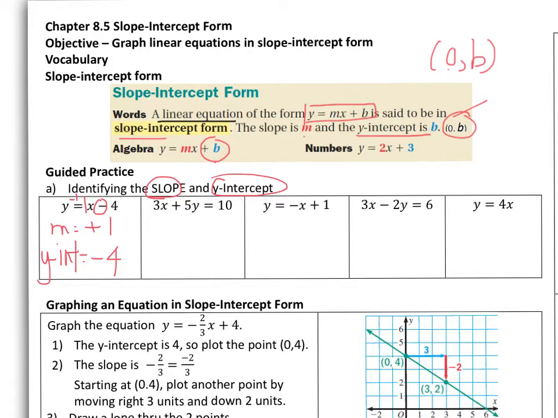So to prove this to you, if I let x equal to 0, if x is 0, what's y? Y is negative 4. So that's why I say, if you write your equation in slope-intercept form, or in what we call function form, okay, back in lesson 8.2, function form, slope-intercept form, then this number here, negative 4, will be your y-intercept. So let's do another one.